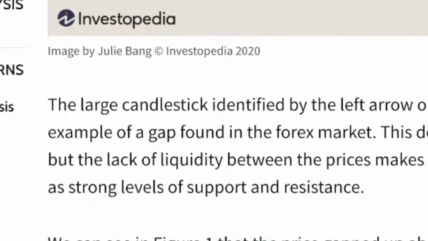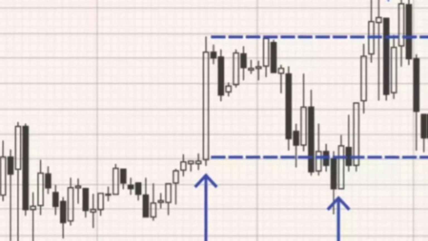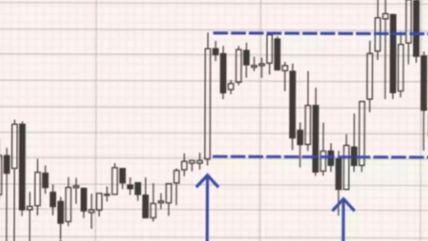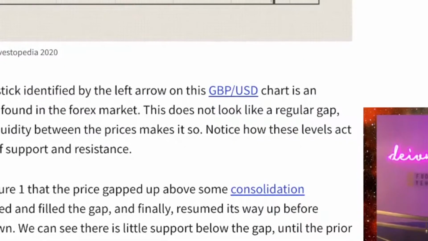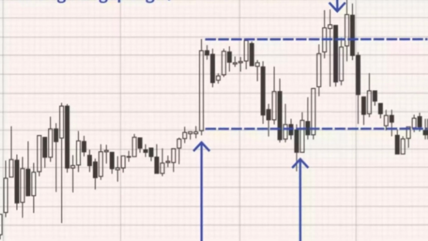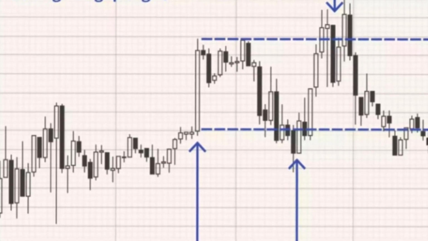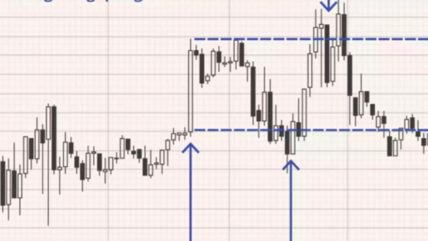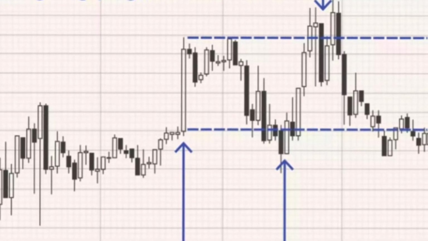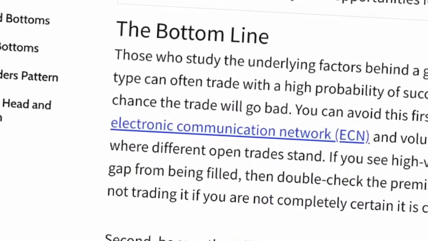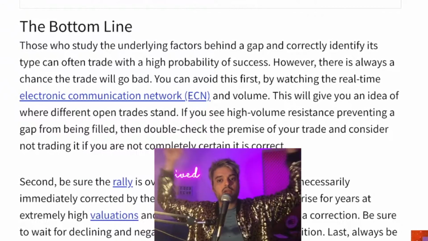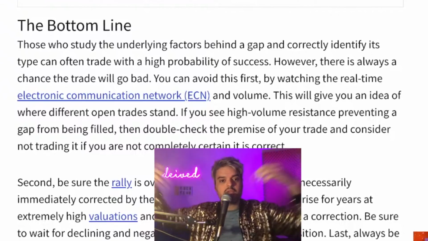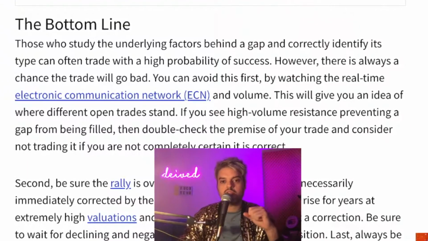The large candlestick identified by the left arrow in the GBP/USD is an example of a gap found in the Forex market. This does not look like a regular gap, but the lack of liquidity between the prices makes it so. Notice how these levels act as strong levels of support and resistance. And the bottom line, my friends, those who study the underlying factors behind the gap and correctly identify its type can often trade with a high probability of success.